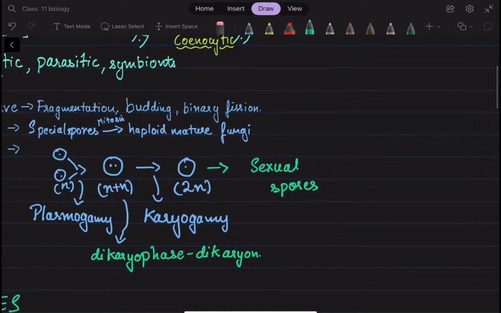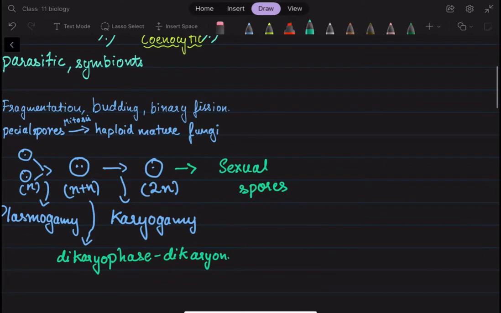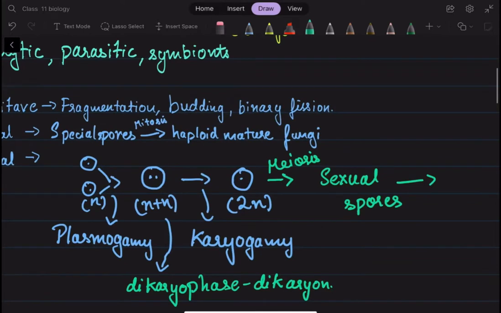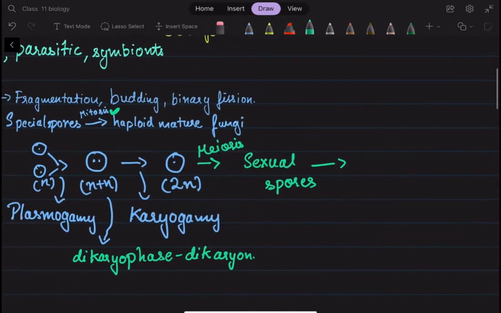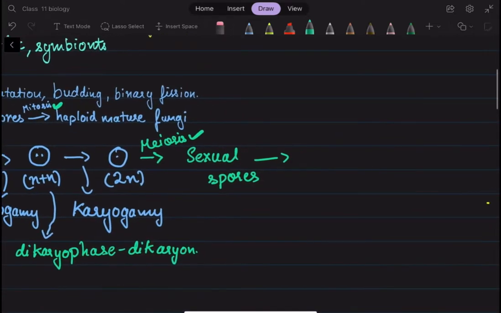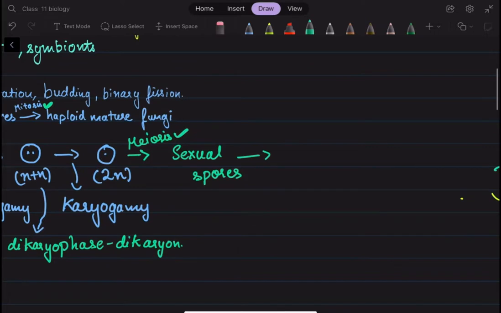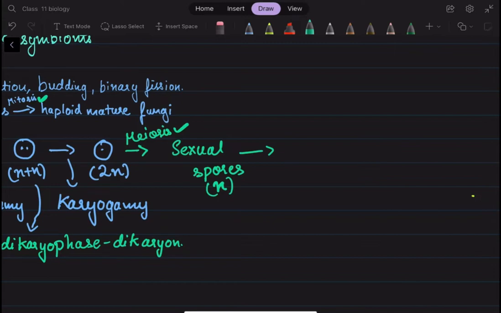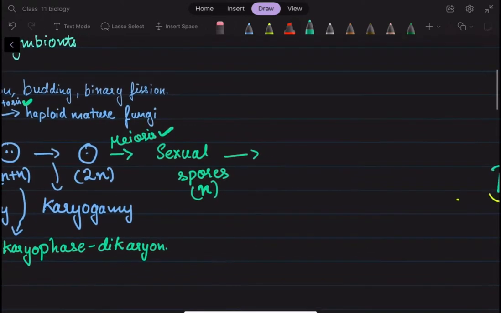And on this special mycelium, we get sexual spores. They are called sexual spores because they form because of the fusion of gametes. And these sexual spores are formed by meiosis. Here we saw that the asexual spores were formed by mitosis, but here the sexual spores are formed by meiosis. So that's an important point to know. Sexual spores formed from meiosis are again n in number because meiosis leads to halving of the chromosome number.